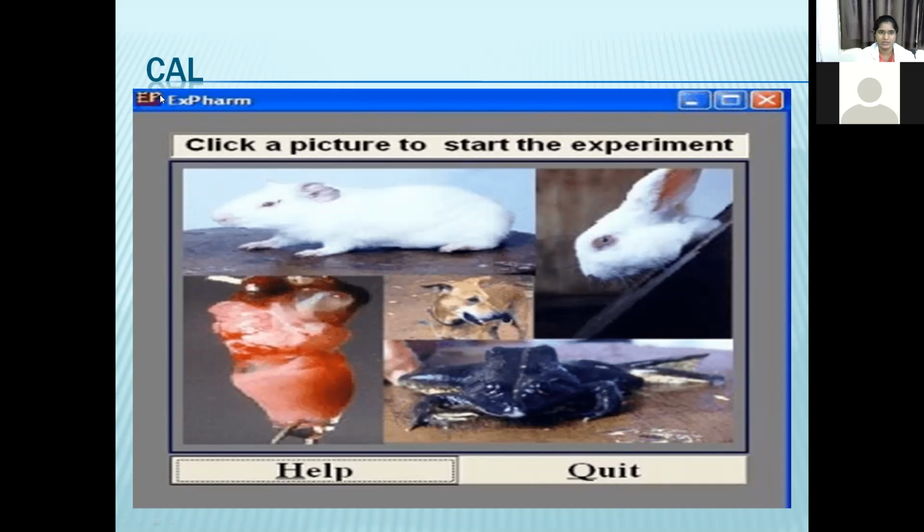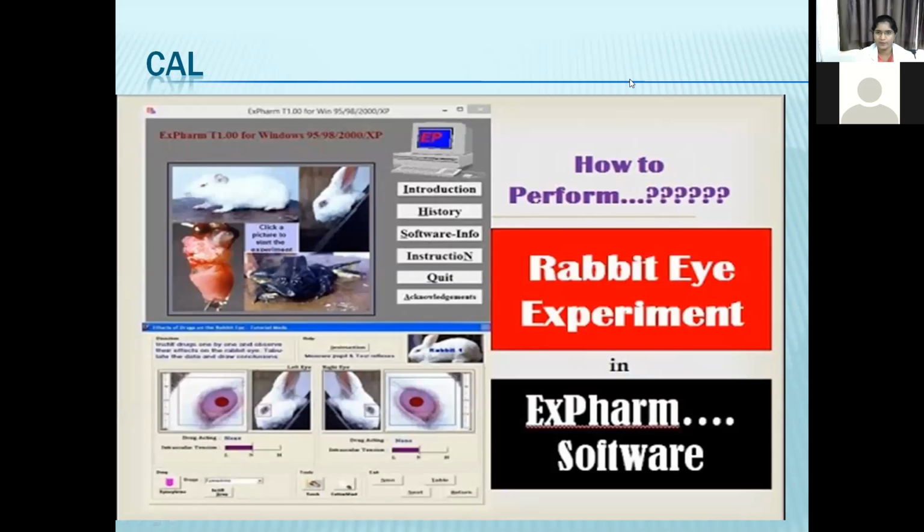Using this computer assisted learning, we can do practicals such as the rabbit eye experiment, frog experiments, frog's isolated heart, guinea pig ileum practicals and dog experiments. By using CAL, we can do all these experiments. For example, how to perform? First, if we go into the Ex Pharma software, we get this Ex Pharma window.